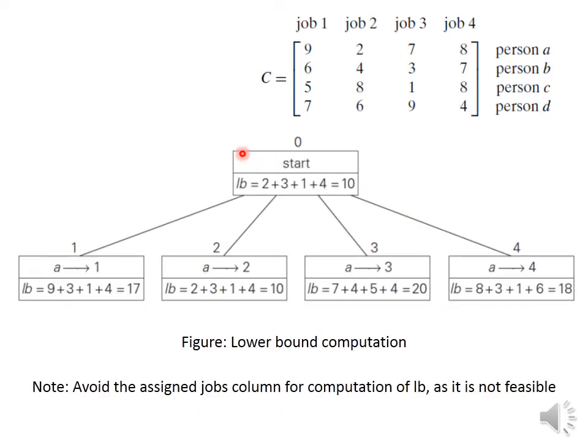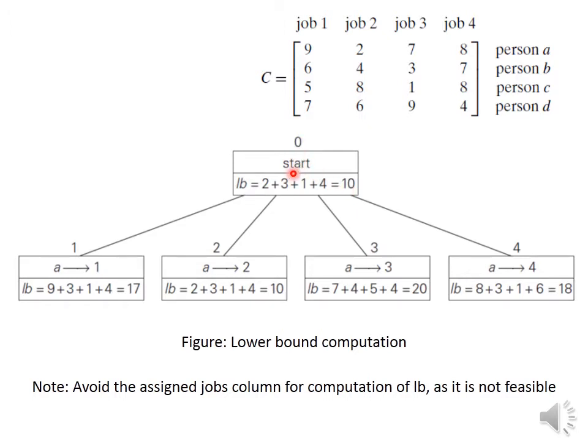In the state space tree, this is represented as an initial node which represents the initial state of the problem without assigning anything. The lower bound is 2 plus 3 plus 1 plus 4, that is 10. This is the lower bound we are computing.